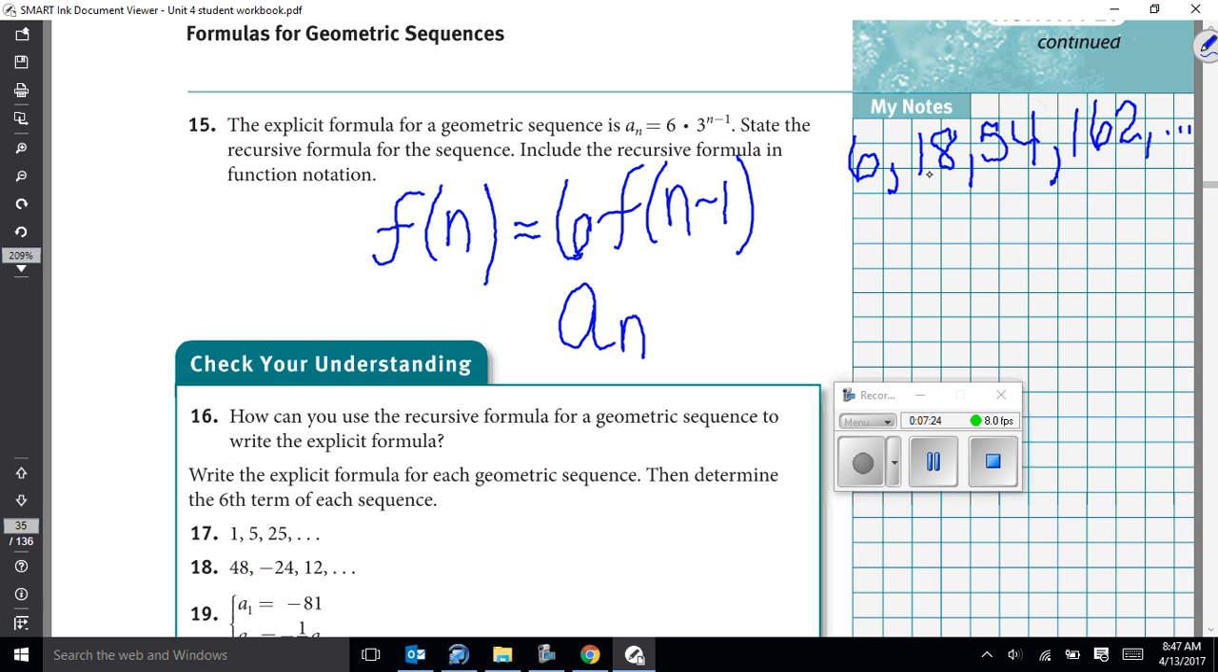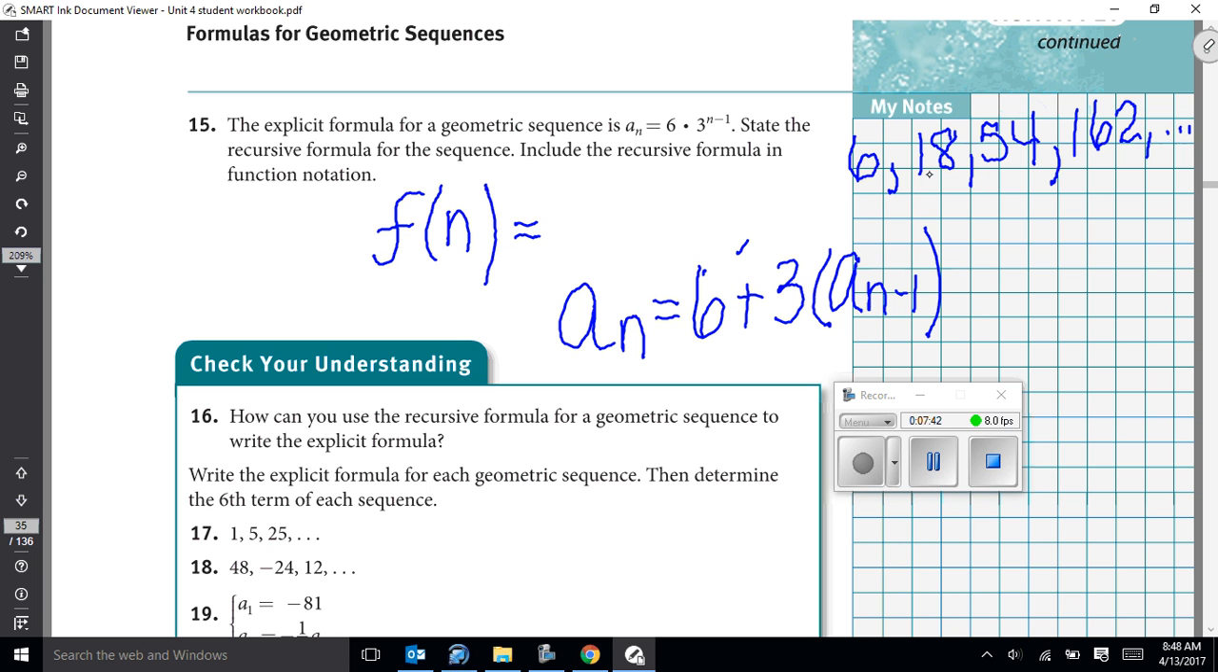We have a sub n equals our first term plus 3 times a sub n minus 1. So then, let me rewrite this. What did I do wrong with the function notation? It's 6, that's our first term, plus 3.